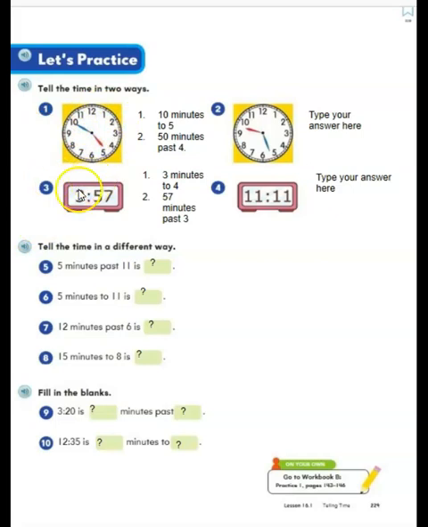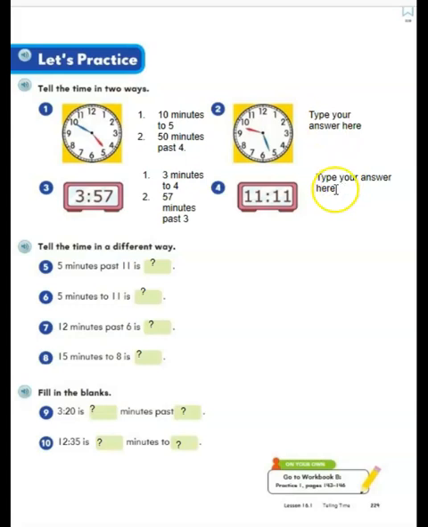Okay, and then number 3, we see on this digital clock, the time is 3:57. So we can say that that is 3 minutes to 4 because we know that 60 minus 57 is 3. Or we could count up from 57, 58, 59, 60. So we know in 3 minutes, it's going to be 4 o'clock. So it's 3 minutes to 4. And it's also 57 minutes past 3. Okay, I hope that makes sense.